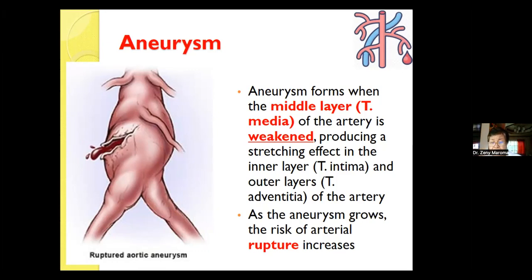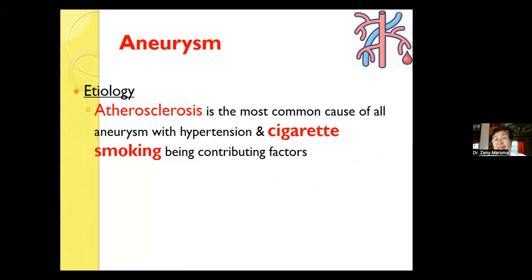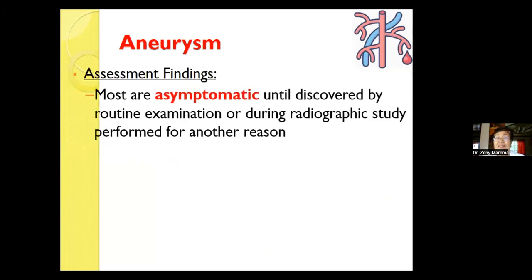It could grow as 1.5 times that of size. Napakadelikado na pag more than 6 cm. Chance of ruptured aneurysm. Etiology, atherosclerosis. Pero ibang risk factors, cigarette smoking, ang mga risk factors. Most are asymptomatic. Pero pag cerebral aneurysm, ay yung iba may vomiting, may headache.